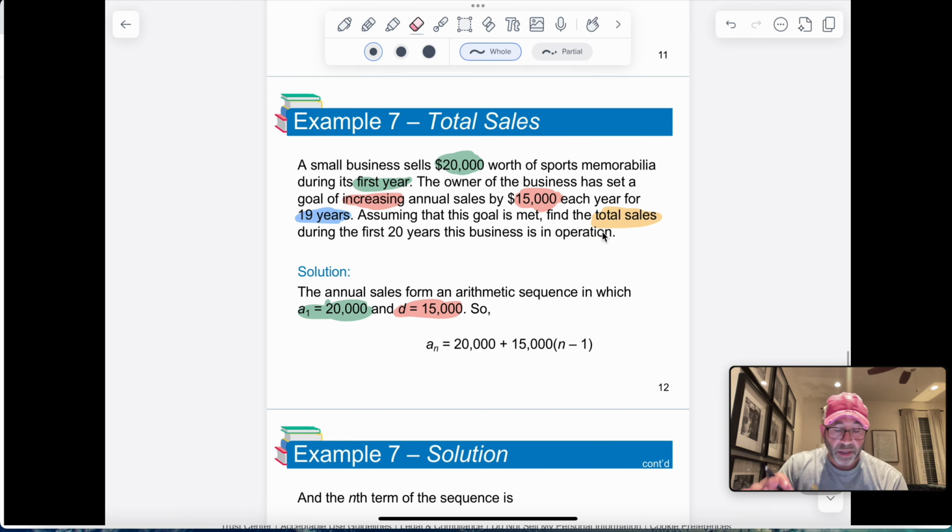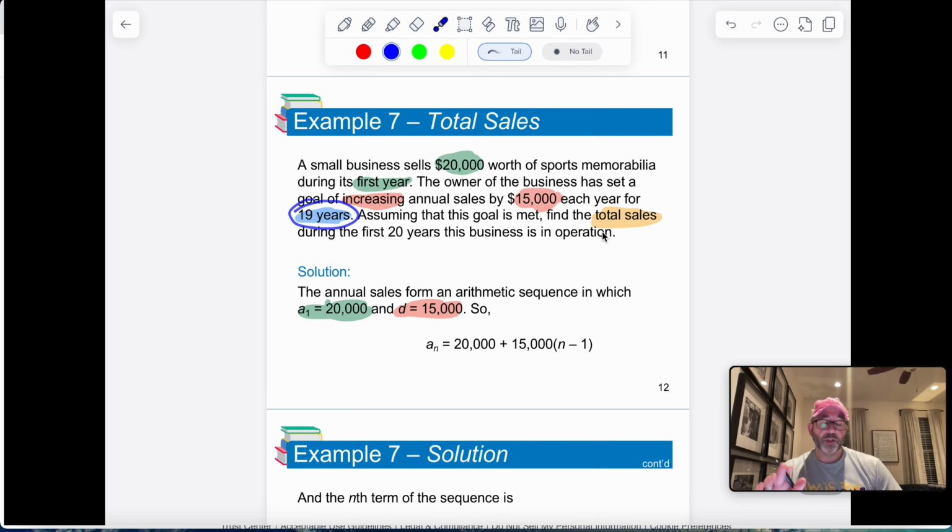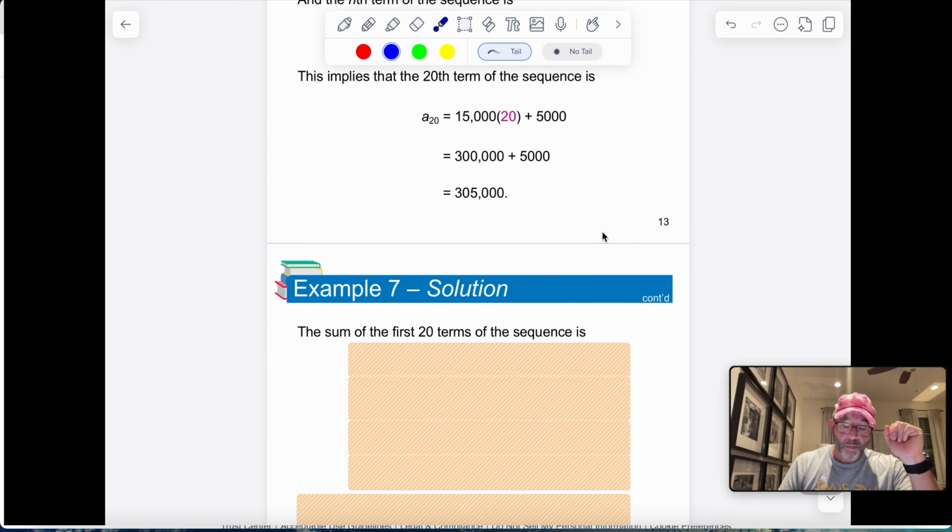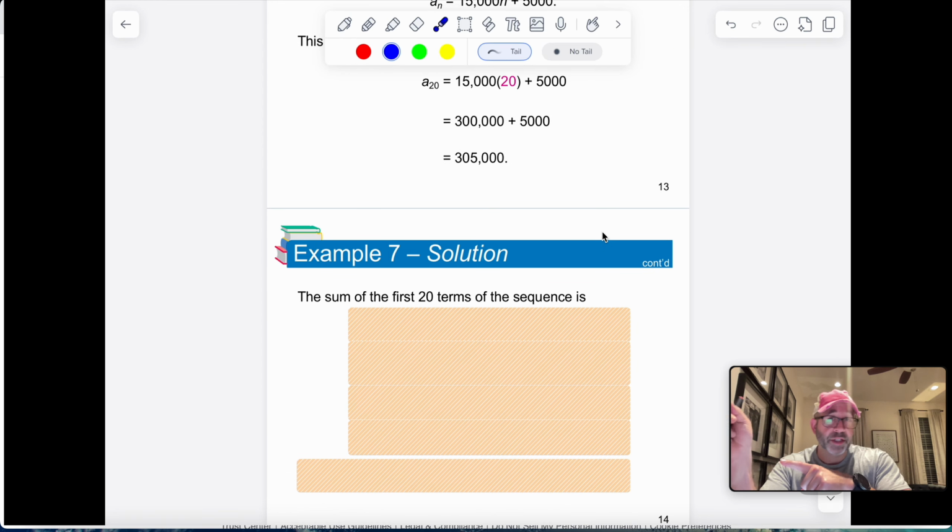So again, total sales during the first 20 years means we're going to add everything together. The first thing we just did here was we found what is the final amount during the last year. So if I start off, I'm at year 0, and then 1, 2, 3, 4, 5, 6, 7, 8, 9, 10, 11, 12, 13, 14, 15, 16, 17, 18, 19, 20. 20 times. Okay. So we now know during the first year how much we had. We know during the 20th or the last year how much money we had.